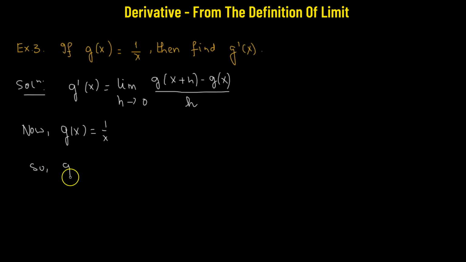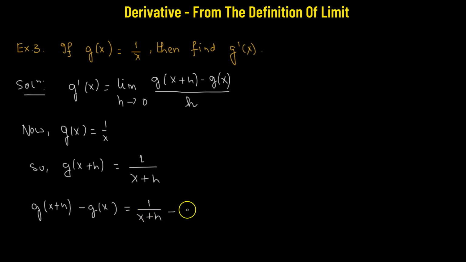Now, g of x is given by 1 over x. So g of x plus h will be simply equal to 1 over x plus h. Now, g of x plus h minus g of x will be equal to 1 over x plus h minus 1 over x. So we will have x minus x plus h divided by x times x plus h. So this leaves us with negative h over x times x plus h.